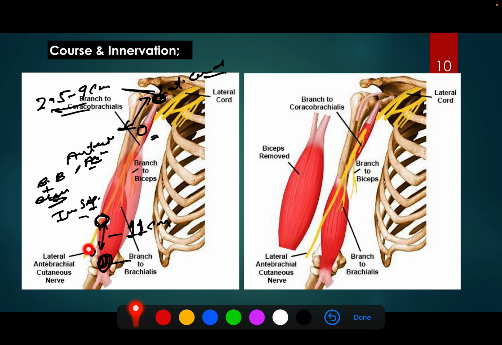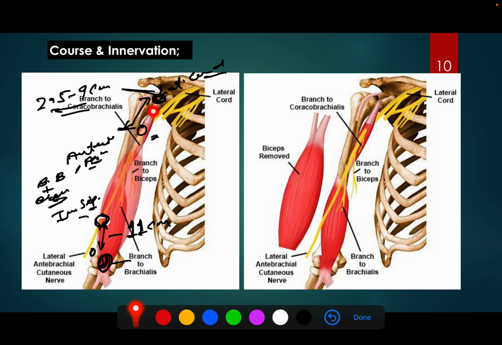As it goes laterally, it lies lateral to the tendon of the biceps brachii, and then it becomes the lateral antebrachial cutaneous nerve. Finally, it supplies the skin of the lateral side of the forearm, right? And above, within this region, it gives three branches, right? So what are those branches?